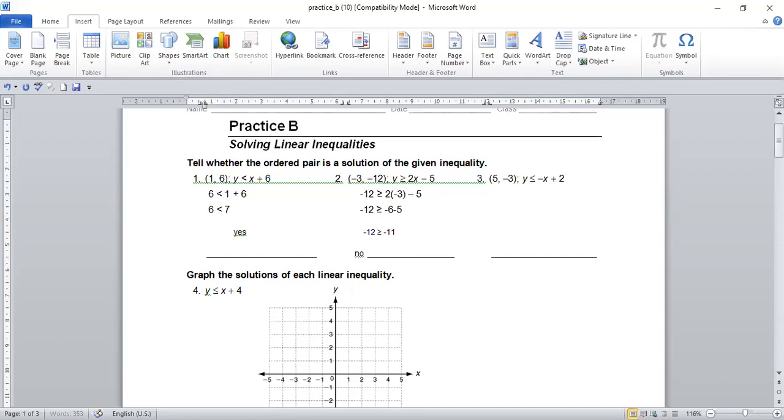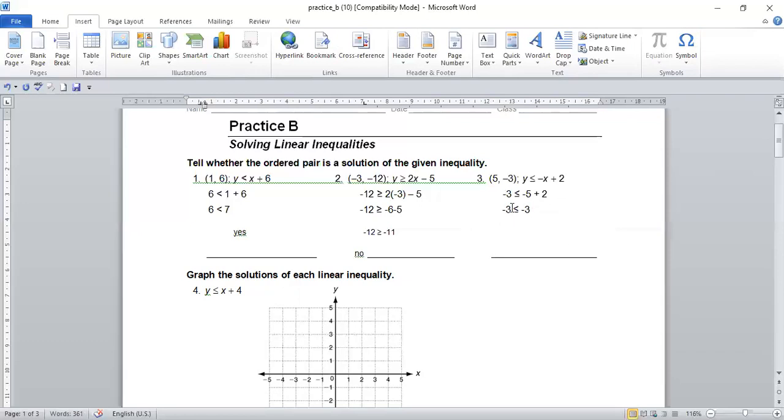Okay, moving to question number 3. We have x as 5 and y as negative 3. So replace it. You will be getting negative 3 is less than or equal to negative 5 plus 2. So is negative 5 plus 2 going to give you negative 3 or something less than that? How much is negative 5 plus 2? Negative 5 plus 2 is going to be negative 3.